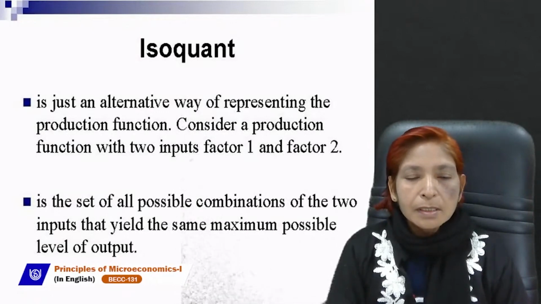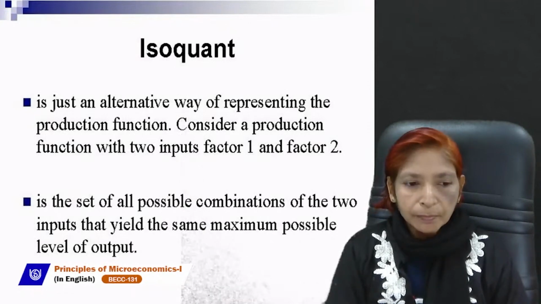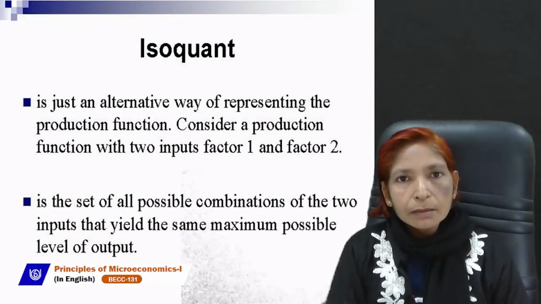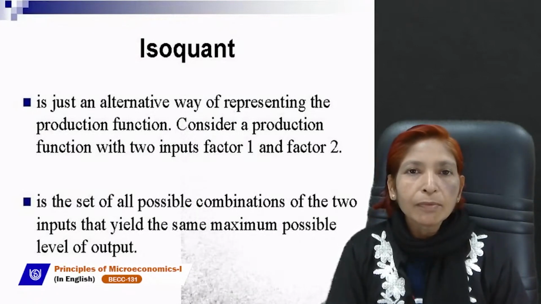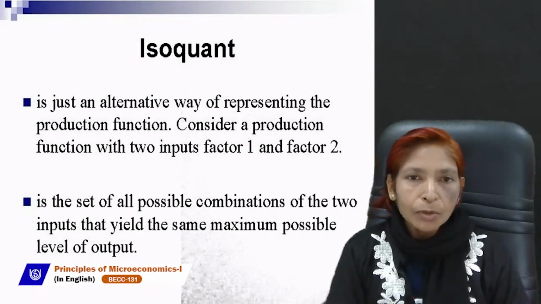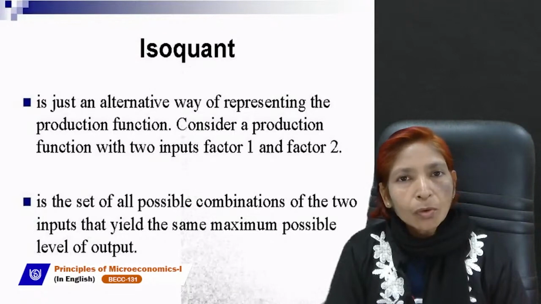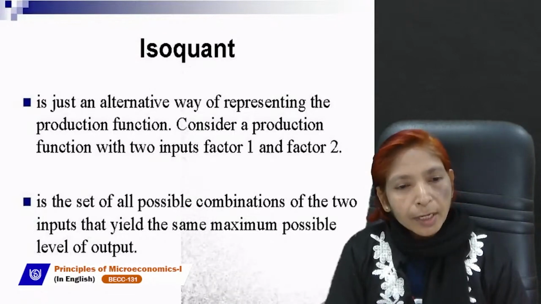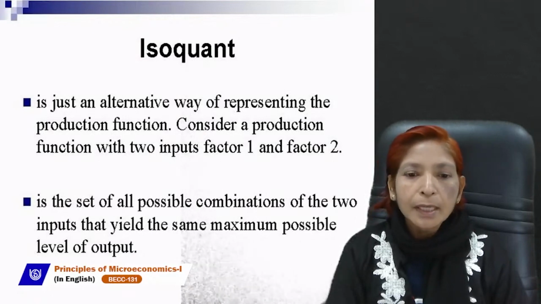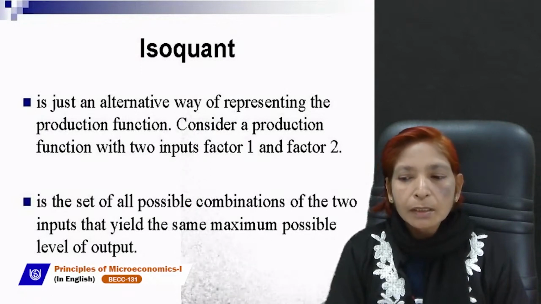Isoquant curve is the set of all possible combinations of the two inputs like labor and capital that yield the same maximum possible level of output, or that yield the same amount of output. So in other words, we can say that the isoquant curve shows different possible combinations of two factors of production like labor and capital, which give the same level of output to the producer.